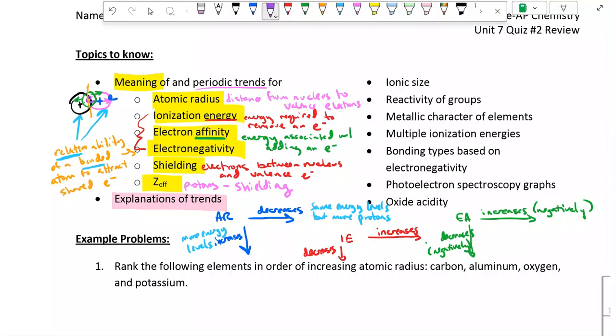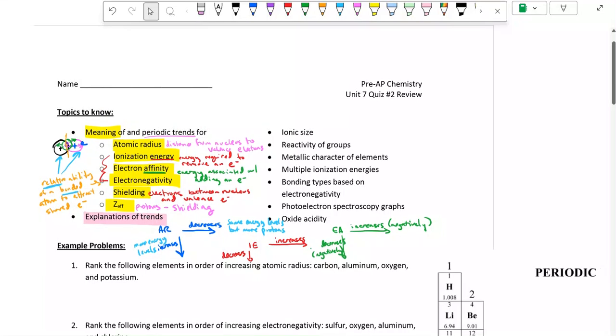And then the last one, for electronegativity, across the periodic table, it increases.